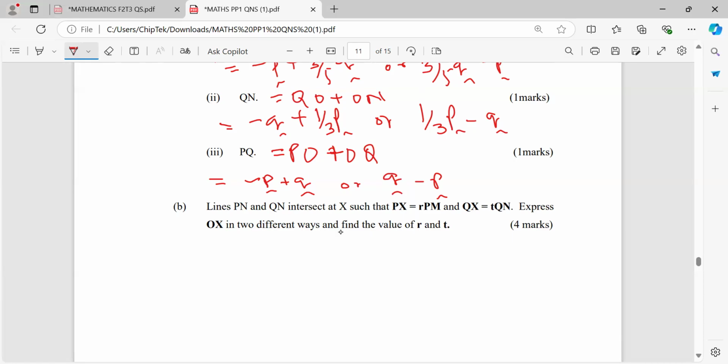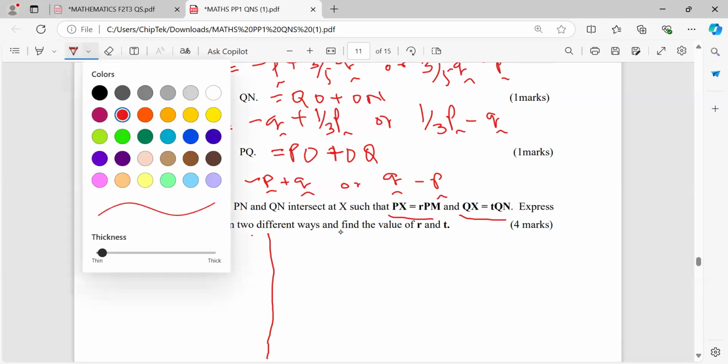So question B. So tayari ushapata 4 marks, but 4 marks na 2 marks nyingine. So lines PN and QM intersect at X, such that PX equal to R PM and QX equal to T QN. So these are two things which you should know. Express OX in two different ways and find the value of R.